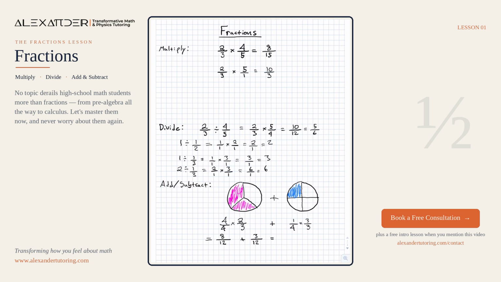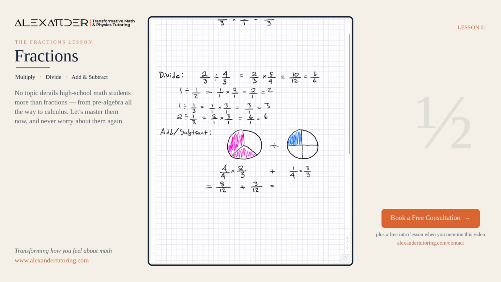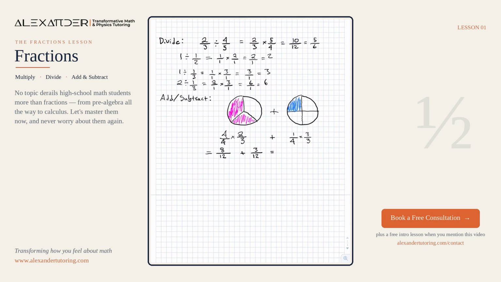Okay, and now the last step, what we do is we add the top numbers. 8 plus 3 is 11. And we keep the denominator, the bottom, the same. So that's our final answer.